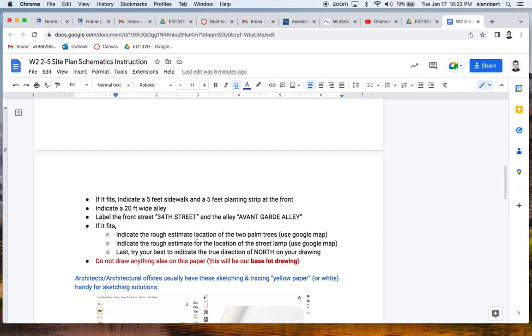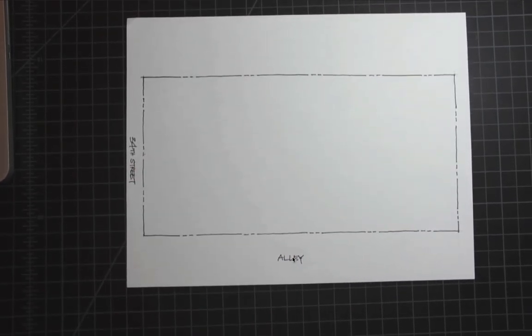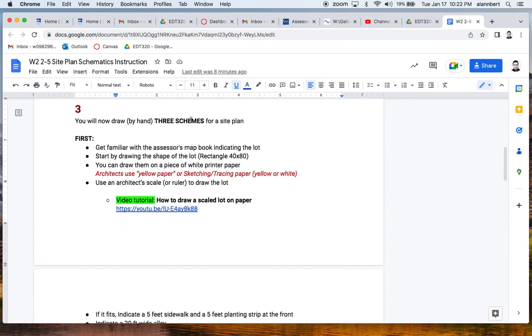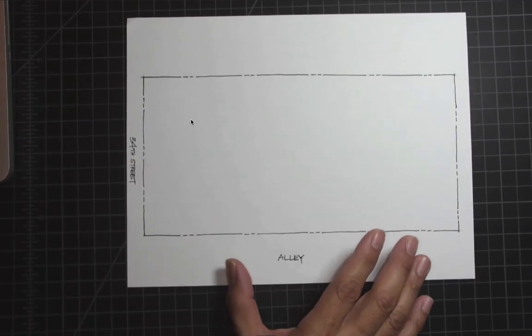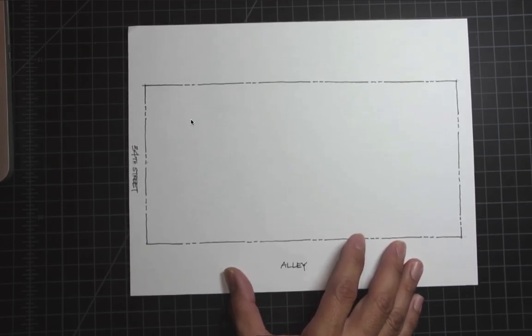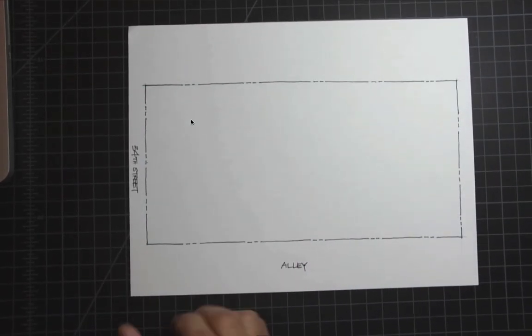We were hoping to indicate the location of the palm trees on this paper, and there's also a street lamp. If we look at the Google map of this lot, we will see that there are palm trees. But it won't fit our paper right now, and so we're not going to add that here. Now, per the instruction, we're supposed to be drawing 3 schemes. So we're going to draw this 3 times, and if you don't have your correct papers with you, then you have to repeat drawing this rectangle 3 times, because we're going to do 3 schemes.